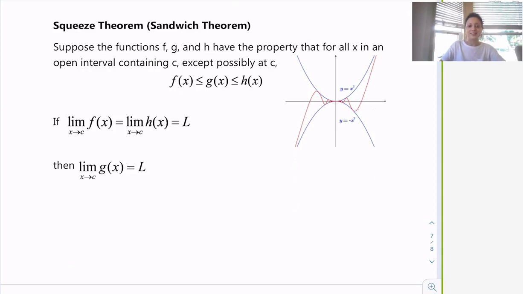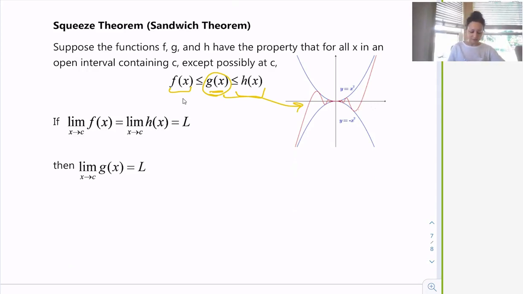All right, so the last thing I want to look at is called the squeeze theorem, also known as the sandwich theorem. And it says this: if you've got functions f, g, and h, and they have the property that for all x in an open interval containing c, but maybe not at c, g is squeezed in between the functions f and h. So you can see, in the graph on the right here, that g is this red function, f is the concave down parabola, and h is the concave up parabola. So g, in this case, is squeezed or sandwiched between the other two functions.